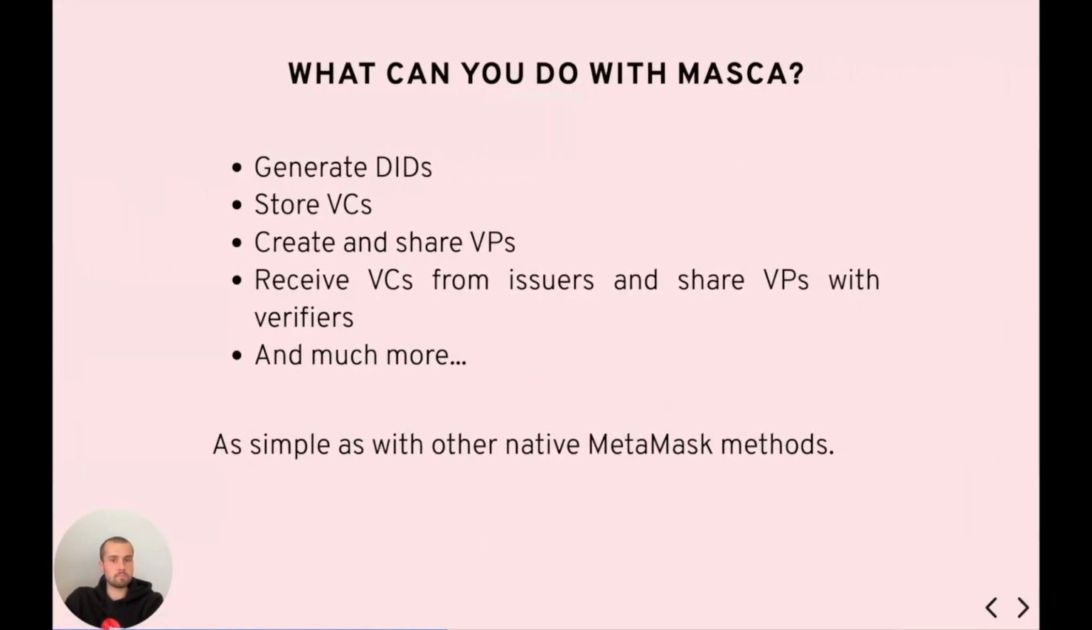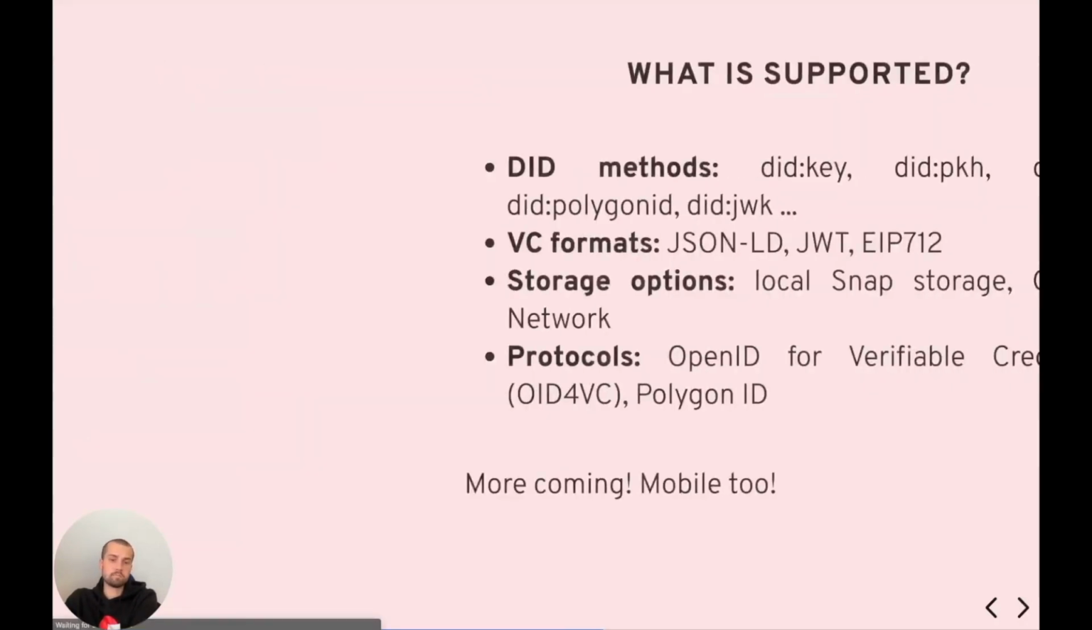So what can you do with Masca? Masca enables you to generate DIDs, store verifiable credentials, create and share verifiable presentations, receive verifiable credentials from issuers, and share verifiable presentations with verifiers. And there is much more that you can do with it. It is as simple as with other native MetaMask methods, which means in a more technical form that Masca exposes RPC methods which you can use in the same way as you are already using MetaMask today.